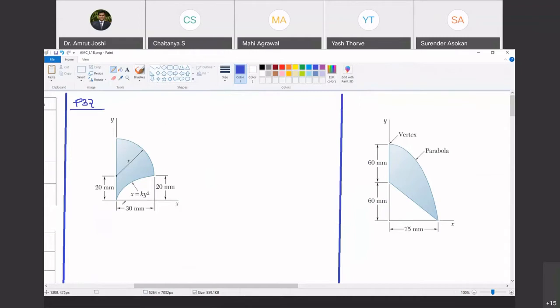So Mahi, tell me which is the origin in this case? This is the origin. Yes, wherever the x and y axes meet, that is the origin. Now we have to find the centroid of this figure.